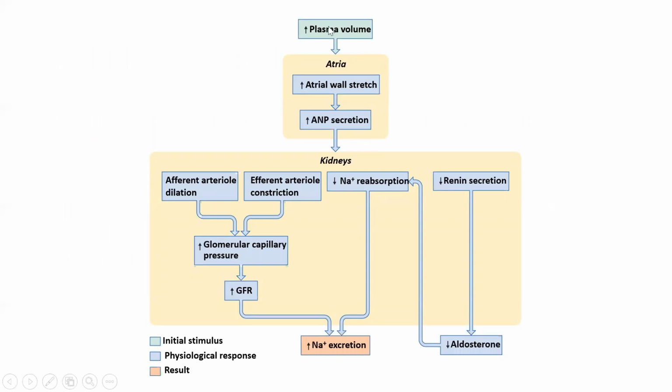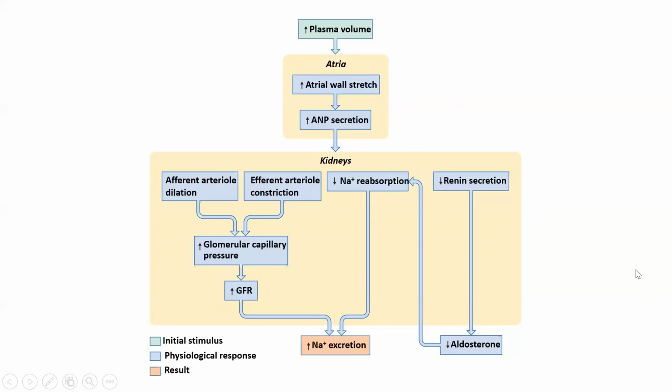So here's a flow chart again, the stimulus being increase in plasma volume, the initial response being atrial wall stretch, which stimulates ANP being secreted from the atrial walls, and ANP is going to dilate the afferent arterioles, pushing more blood into the glomerulus, constrict the efferent arterioles, which further forces more blood into the glomerulus, increasing glomerular capillary pressure, increasing GFR. It's also going to decrease the amount of sodium reabsorbed in the distal parts of the tubule by closing or blocking those sodium channels on the apical membrane. And both of those things translate to increased sodium excretion, or sodium being lost in the urine.